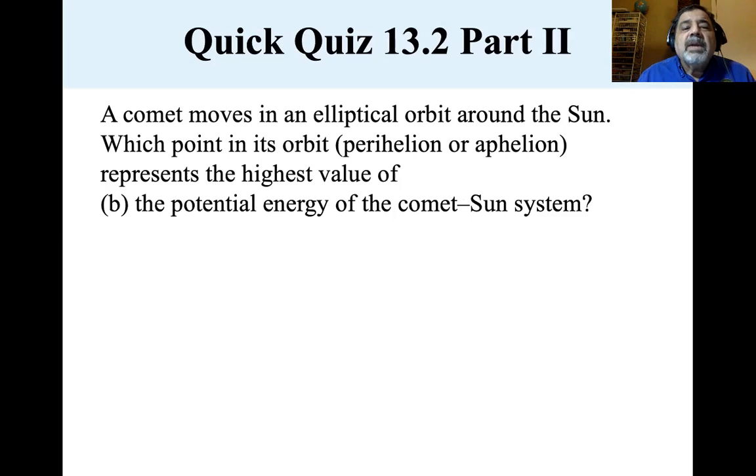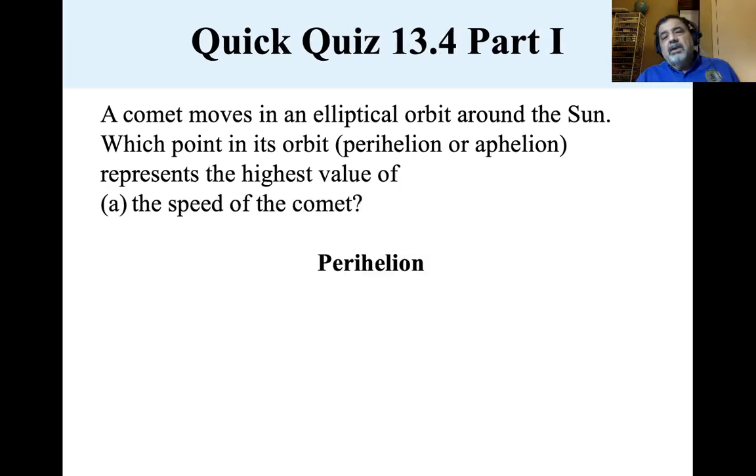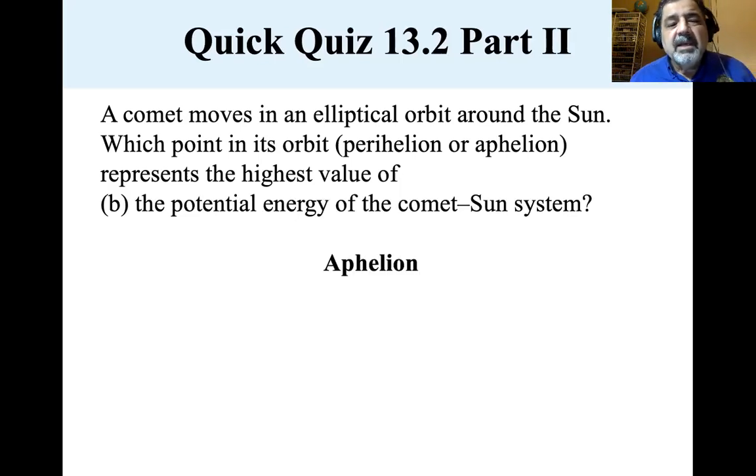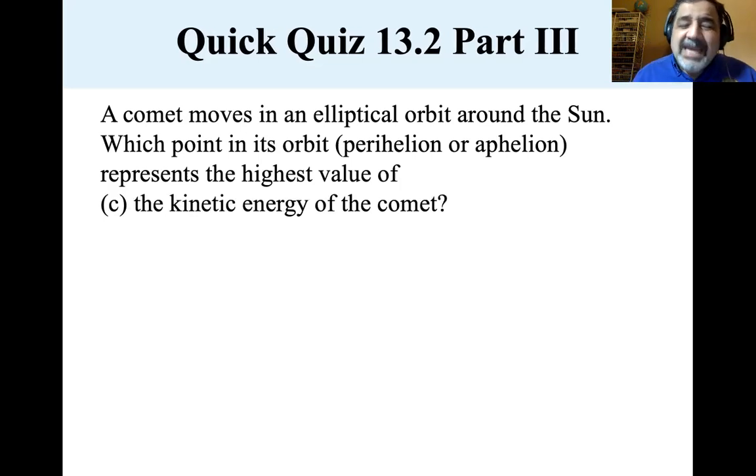Let's see. Oh, the other one asked about the speed. I'm sorry. Well, the speed is related to the kinetic energy. So the speed is greatest at the perihelion. The potential energy is greatest at the aphelion. And the kinetic energy, which is related to speed, is also greatest at the perihelion.